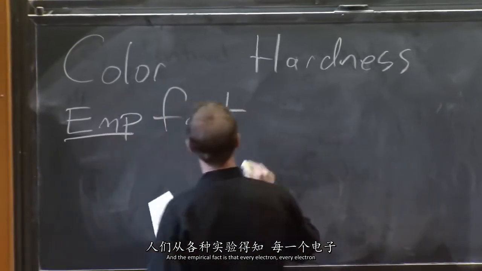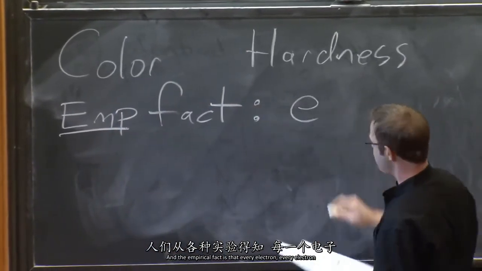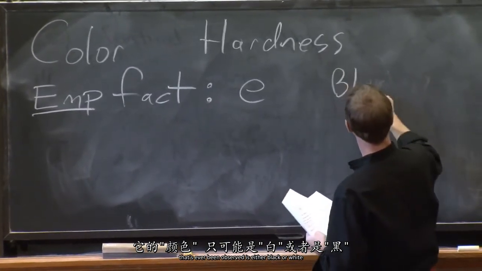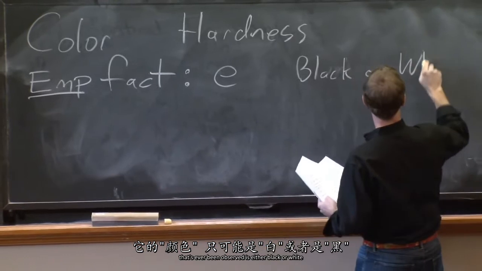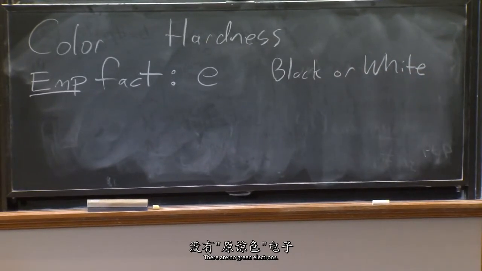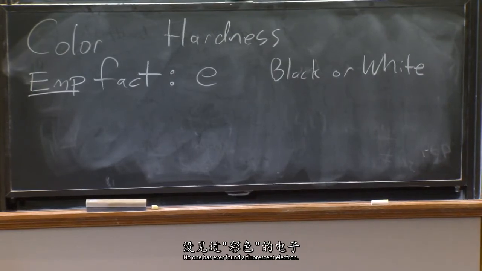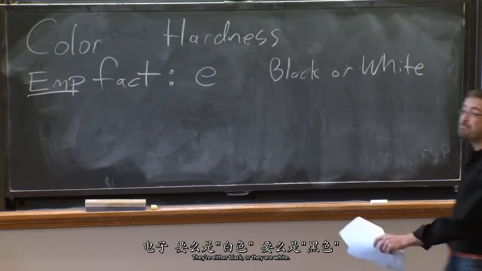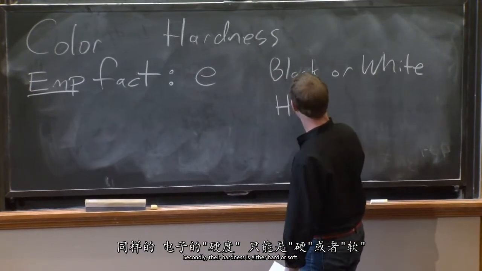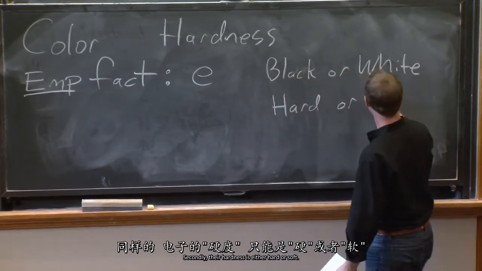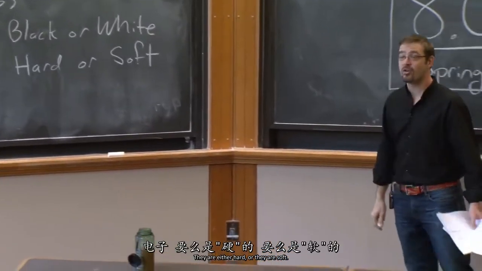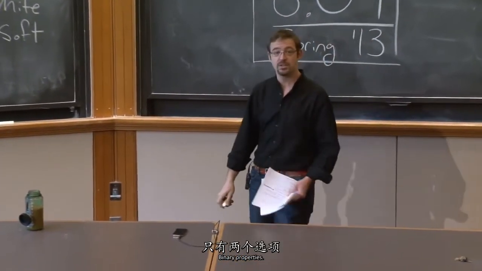is that every electron that's ever been observed is either black or white and no other color. We've never seen a blue electron. There are no green electrons. No one has ever found a fluorescent electron. They're either black or they are white. It is a binary property. Secondly, their hardness is either hard or soft. They are never squishy. No one's ever found one that dribbles. They are either hard or they are soft. Binary properties. OK?